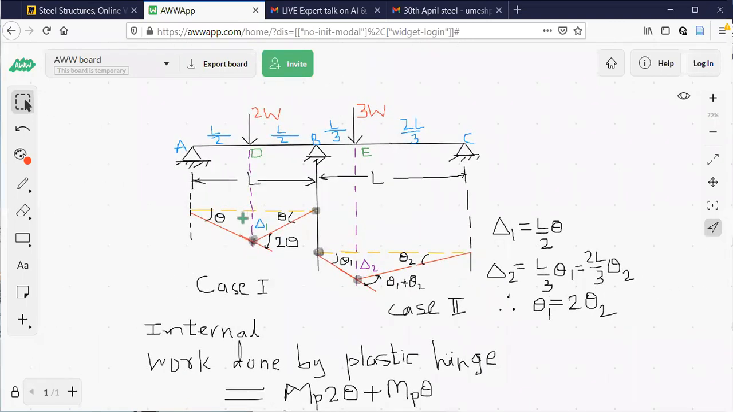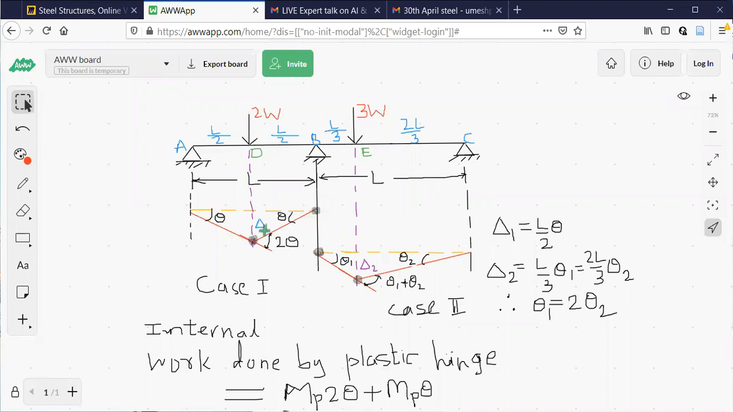Now this diagram is drawn. Since it is at the center, this is theta, which means this side is also theta. Delta 1 is the displacement of the center point with respect to the horizontal original line. Originally it was horizontal, now it has taken this shape. The beam has taken two inclined lines. This is the shape before the collapse.